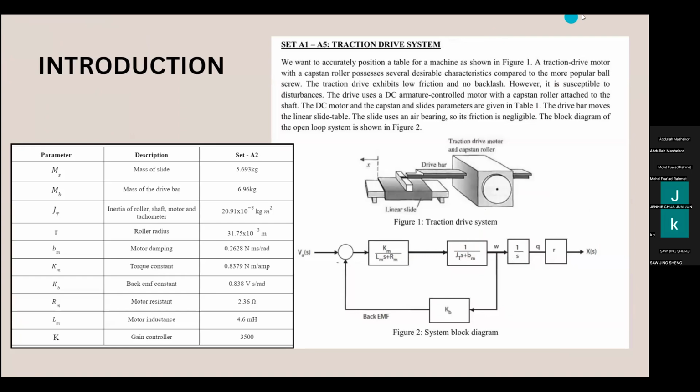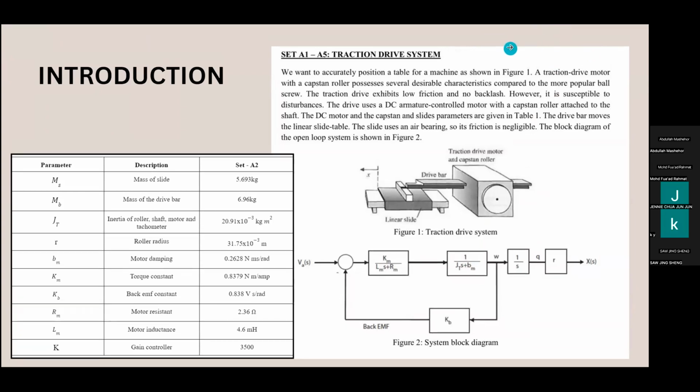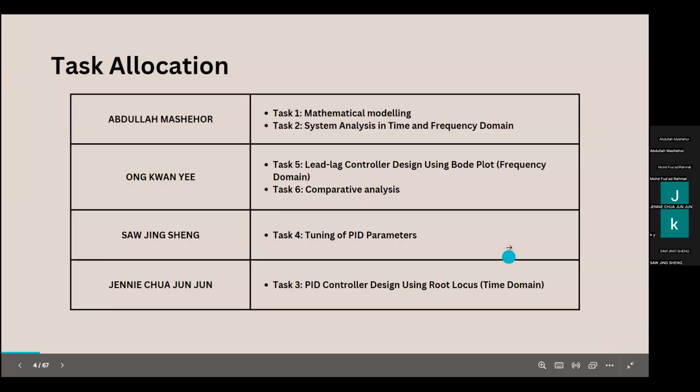Basically, Doctor, we have been given this case study. There's a traction drive system, and we want to make the table have an accurate position for the machine. The traction drive system actually has two advantages: low friction and no backlash. In this system there is a lot of disturbance, so our aim in this project is to reduce this disturbance by making a controller. Next we start with task 1. This is the task allocation, Doctor.